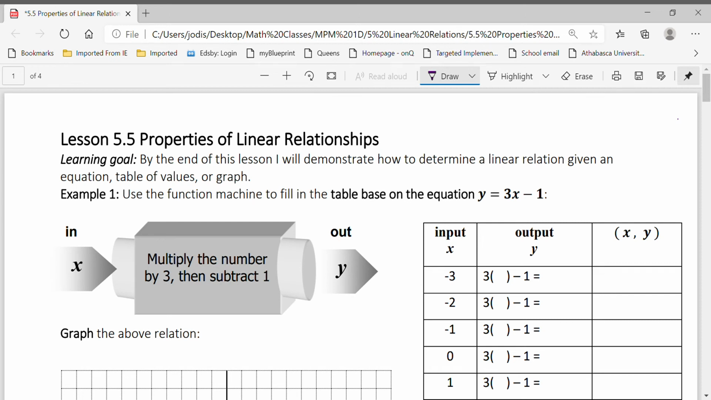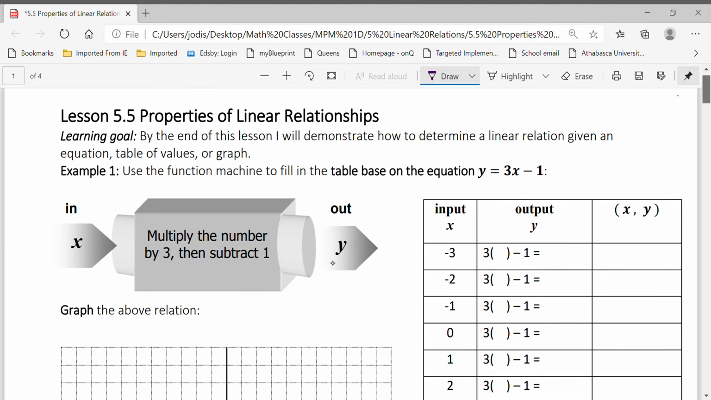Okay, welcome to lesson 5.5, Properties of Linear Relationships. So by the end of our lesson, we should be able to determine a linear relation given an equation, table of values, or a graph.